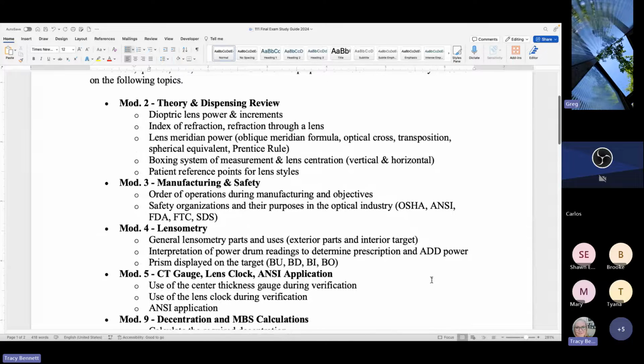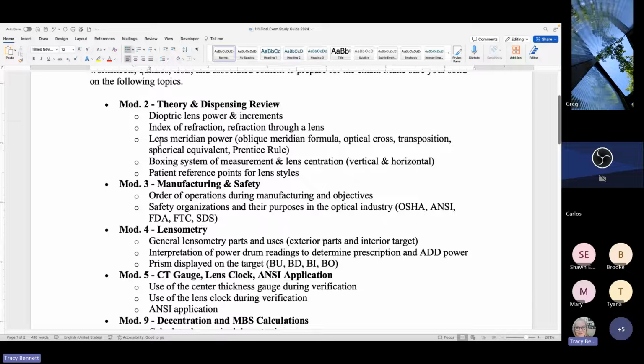Greenhouse. All right. So, lens meridians, where we're at. Your boxing system of measurement, lens centration, vertical and horizontal. That's the PDs and frame PDs and figuring out how much to move that lens to get it to center in front of the patient's eye, horizontally and vertically. To do that, you need to know your patient reference points for lens styles. So where do you fit? I think we've gone over those a significant amount.